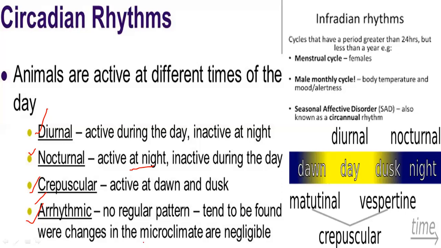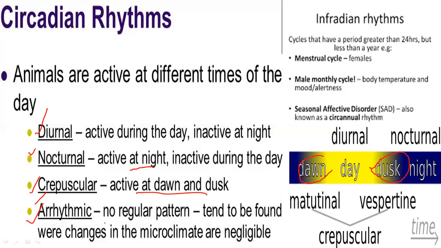Then if we see crepuscular behavior or rhythms, these are organisms which are active at dawn and dusk. Dawn is the time from sunrise up to complete sunrise, that is day, and dusk is between the day and nighttime when the sun is going to set. So this is the time between night and day, and this is between day and night. Those organisms which are very active just in dawn and dusk time are called crepuscular organisms. A very good example of that is the fiddler crab, a big red crab, and they are busy in dawn and dusk time.